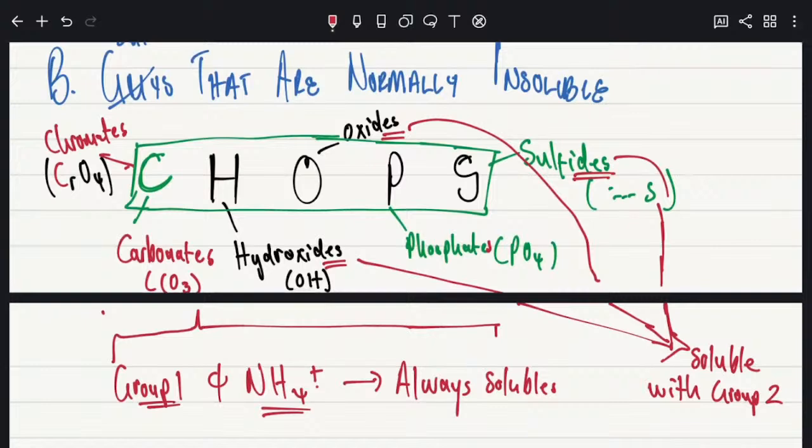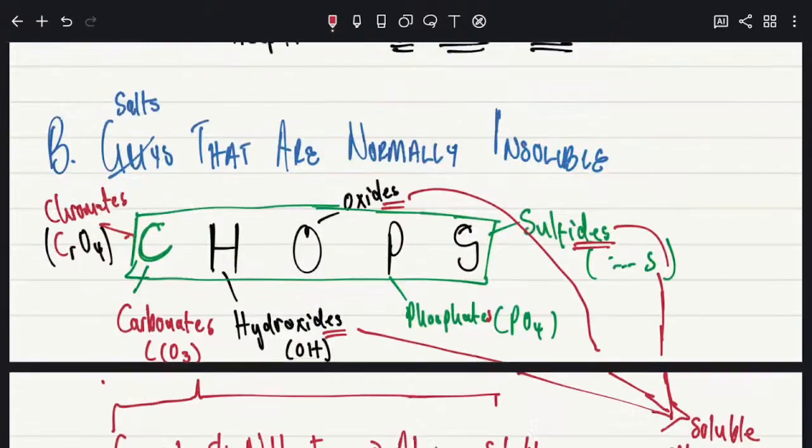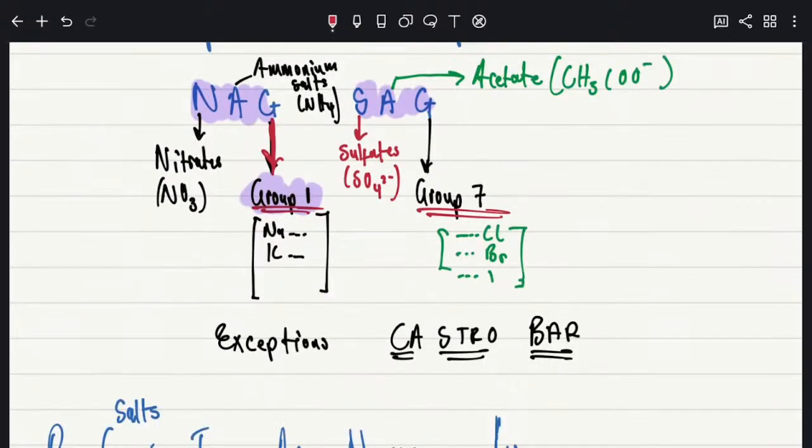In the alternative to practical, yes. In the theory paper, yes. So write this. Soluble with group 2, the ide. Right. Then it's done. Here, this affects group 7. Sulfates are affected by these guys. They will be insoluble when they meet these guys. Right. We're going to build more on this.